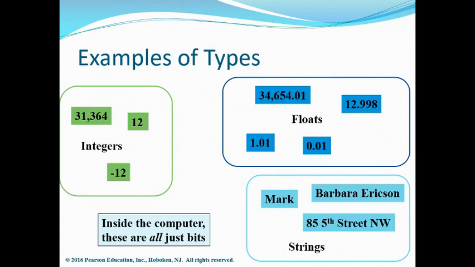So some examples of types, like I just kind of went over, there's integers, right? They can be positive or negative. There's floats, which can be as many decimals or as few decimals as you want. And then there's also strings, which is words like Mark, Barbara Erickson, and street names as well. But inside the computer, these are all just bits.